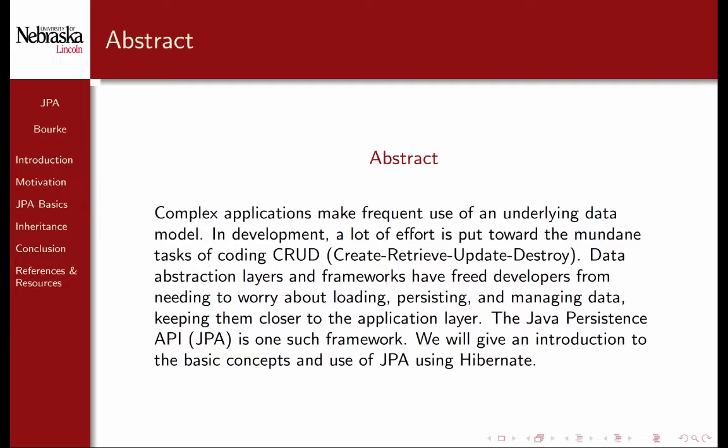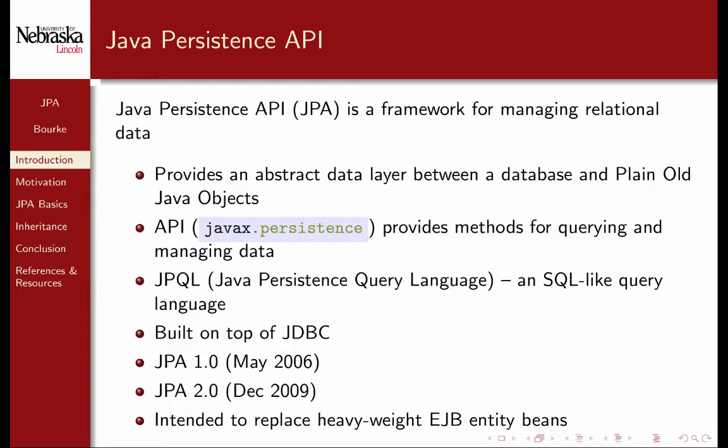The Java Persistence API, or JPA, is one such framework. We'll give an introduction to the basic concepts and use of JPA through Hibernate. JPA is a framework for managing relational data. It provides a data abstraction layer between the database and POJOs, or plain old Java objects. JPA and similar tools are often referred to as Object Relational Mapping, or ORM frameworks.